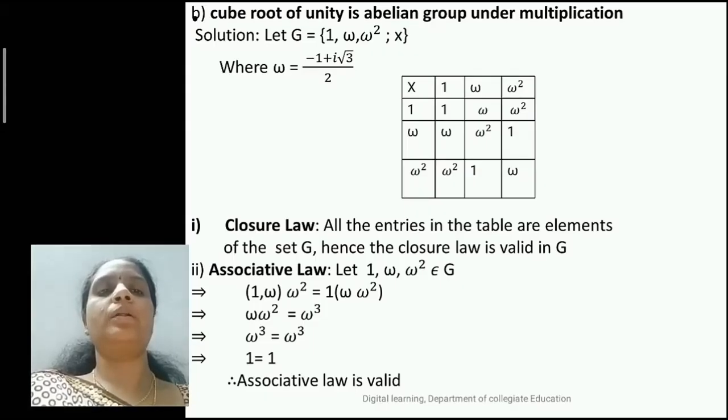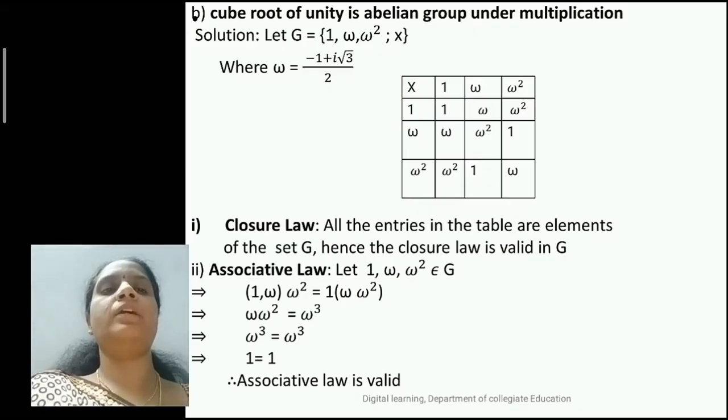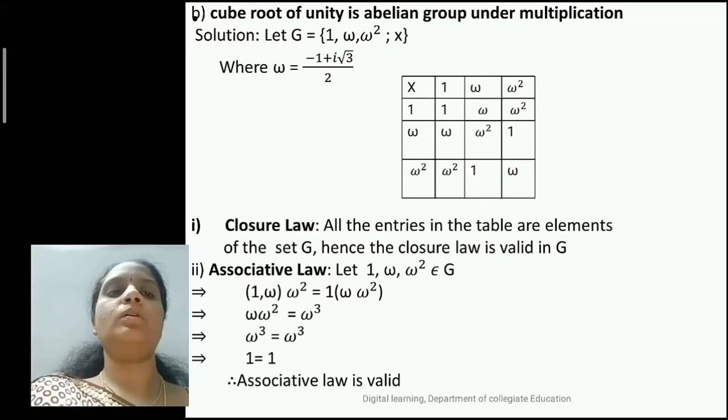In the third row, omega into 1 becomes omega. Omega into omega becomes omega square. Then again, omega into omega square becomes omega cube. But omega cube is not present in the set G. Omega square is there, but we got omega cube. So we are going to write it as 1 here. Then omega square into 1 is omega square. Omega square into omega again becomes 1. Remember, the omega cube value is 1. Omega square with omega square becomes omega.